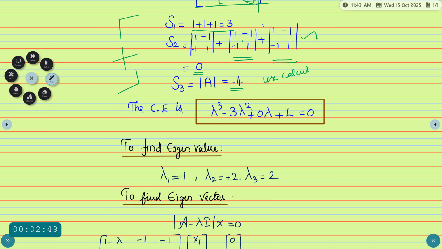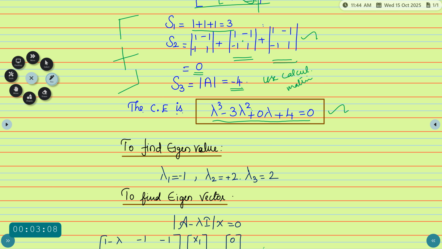Use calculator, go to the matrix mode and find the determinant value. Next, you are going to substitute S1, S2, S3 in the characteristic equation. What we are getting? Lambda cube minus 3 lambda square plus 0 lambda plus 4 equal to 0.